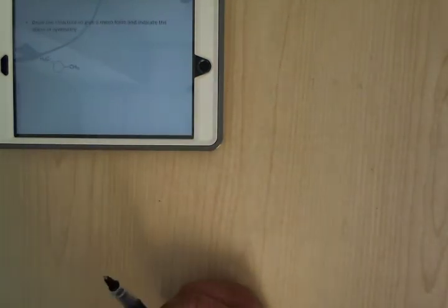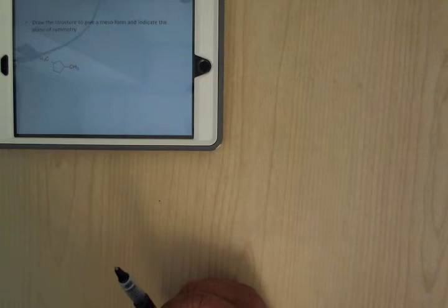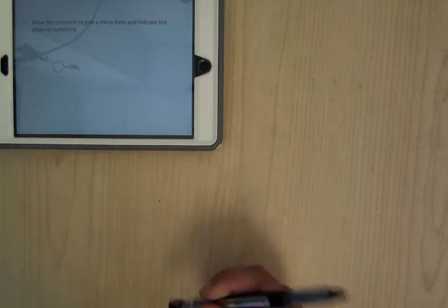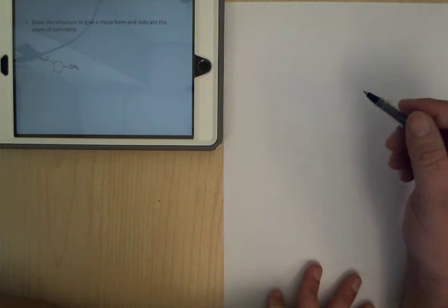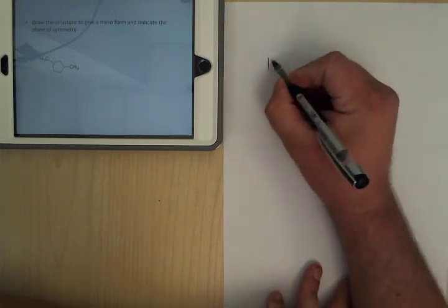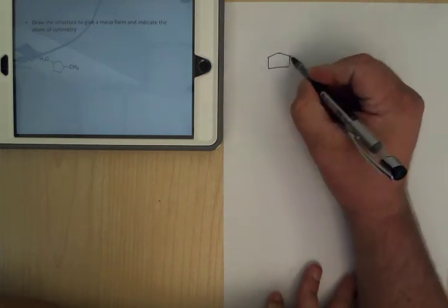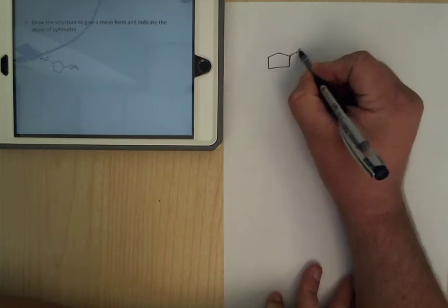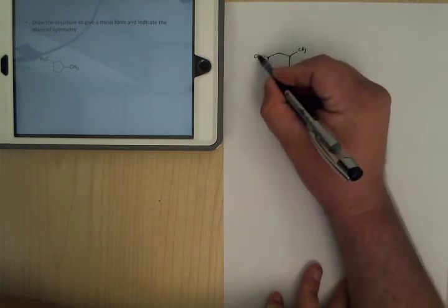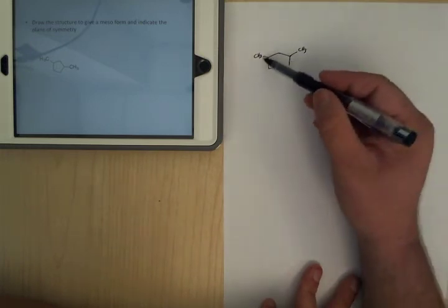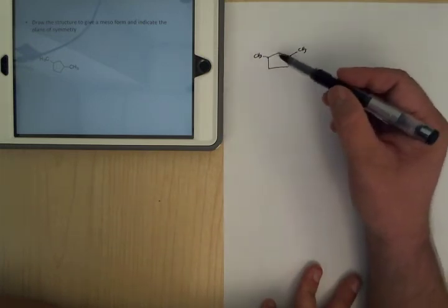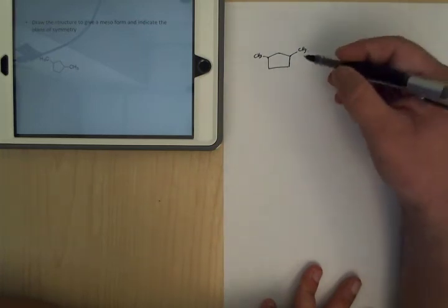Okay, so there'll be one here. I gave you just a generic molecule. You need to do the meso form and then indicate the plane of symmetry. So go ahead. I'm going to draw this here, CH3. What you need to do is make this so that it has a plane of symmetry in it, because that's the meso. Tell me where that is.